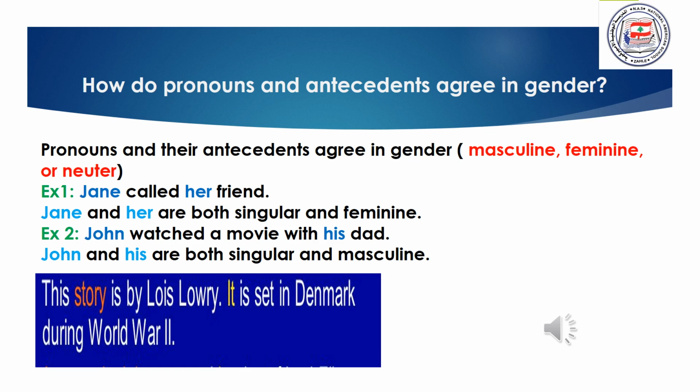Example 2. John watched a movie with his dad. John and his are both singular and masculine. Example 3. This story is by Lois Lowry. It is set in Denmark during World War II. Story and it are both singular and neuter.